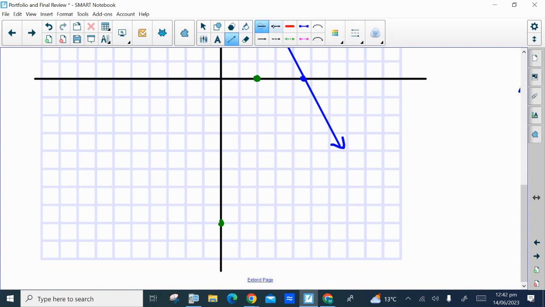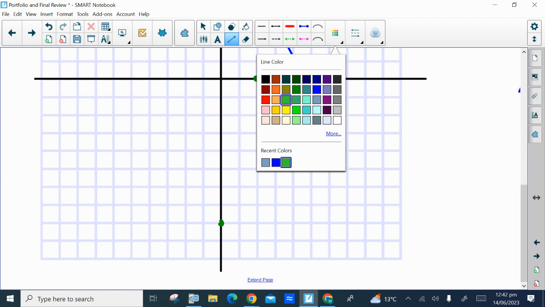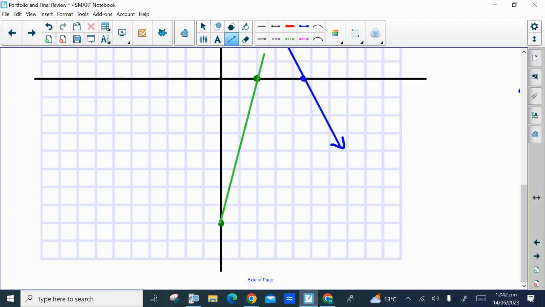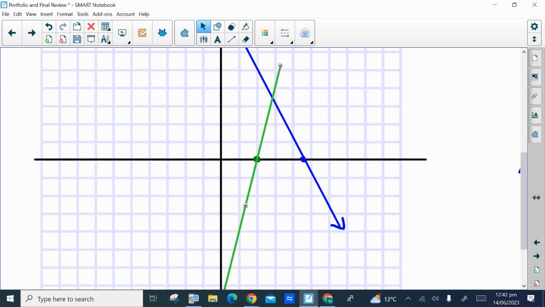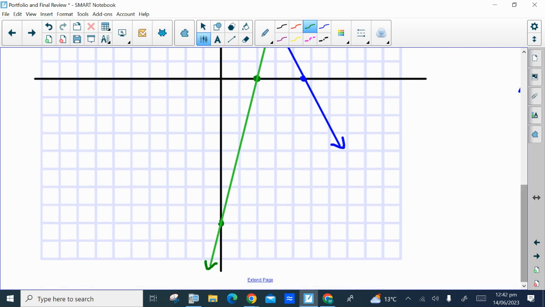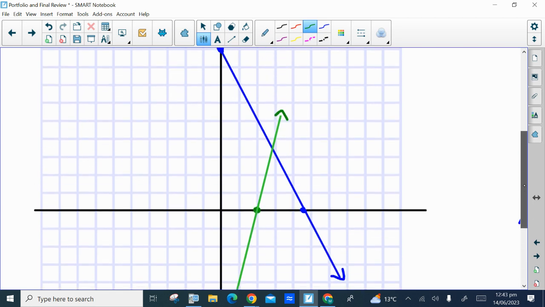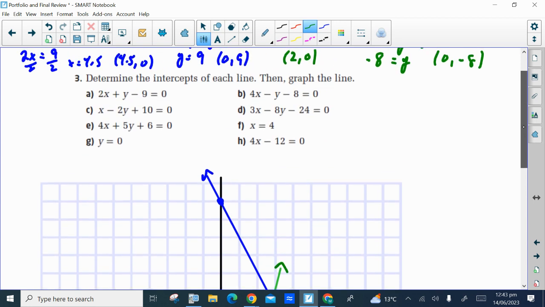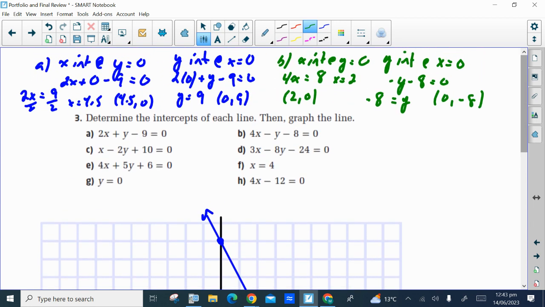So now we can draw our line going through those 2 points. Right, so there's that line. We found the x and y intercepts by letting y equal 0 for the x-intercept and x equals 0 for the y-intercept. Let's skip to question D.